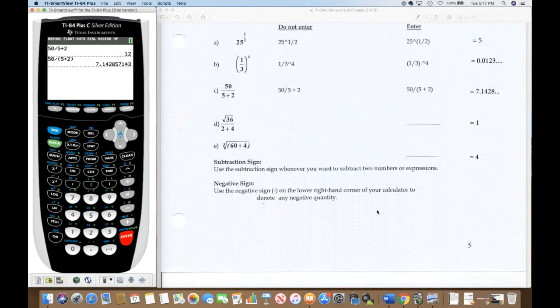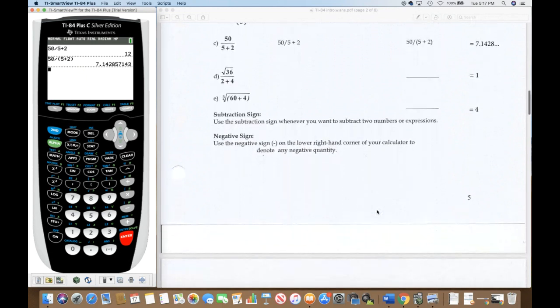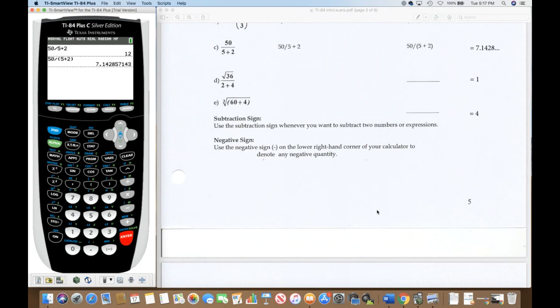Now we're going to look at subtraction and negative. On the TI-84, subtraction and negative are both on the keyboard, and subtraction is different than negative. If you use the wrong one, you're going to get the wrong answer or an error message. So I'll go ahead and demonstrate.